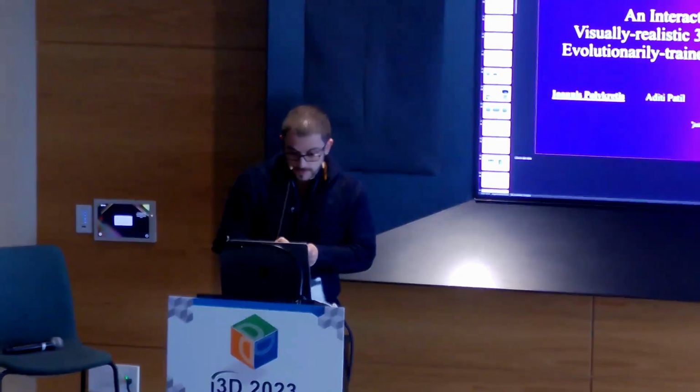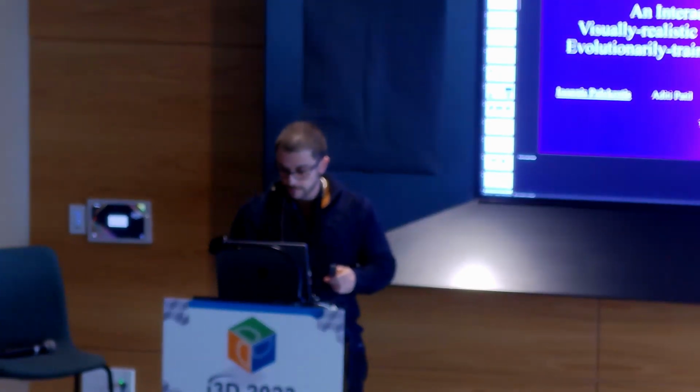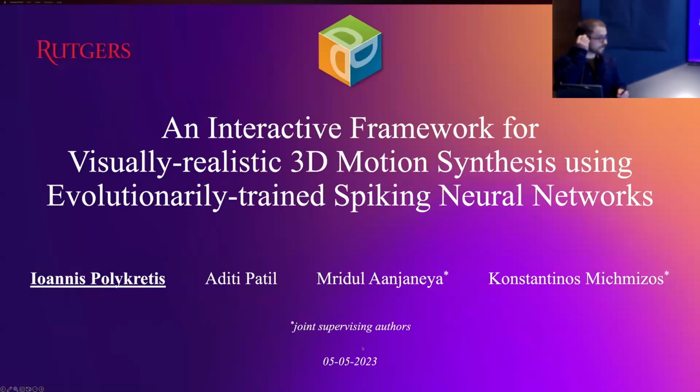All right. Next up, we'll have Yannis Polykratis from Rutgers University in Accenture Labs. He will talk about an interactive framework for visually realistic 3D motion synthesis using evolutionary-trained spiking neural networks. So thank you very much for the introduction.